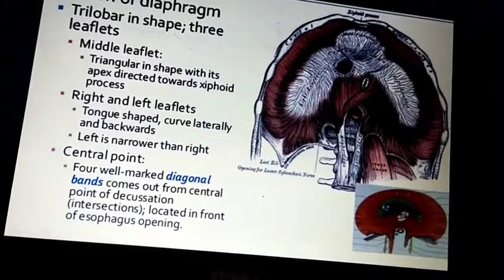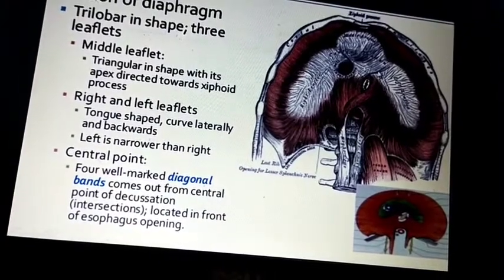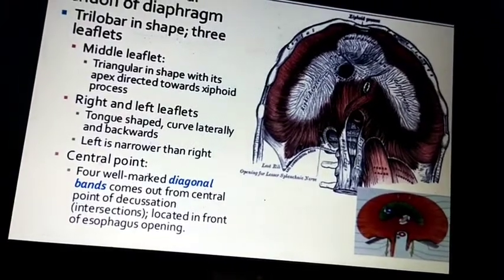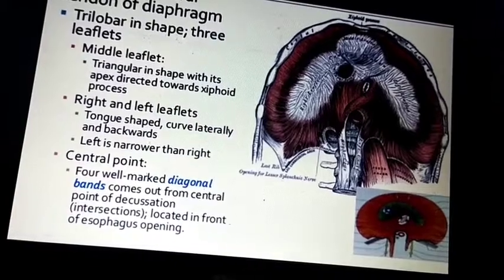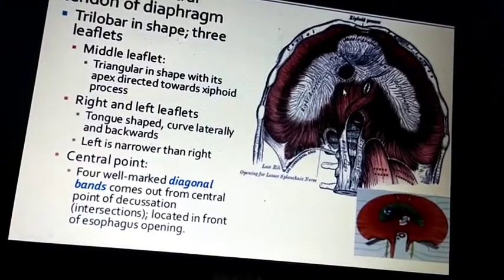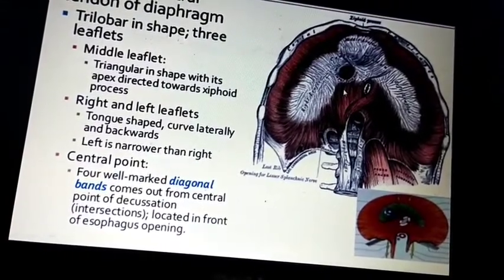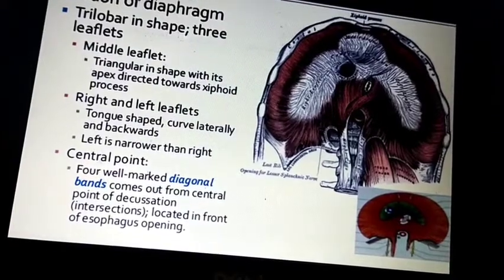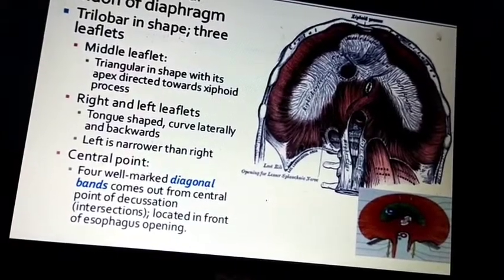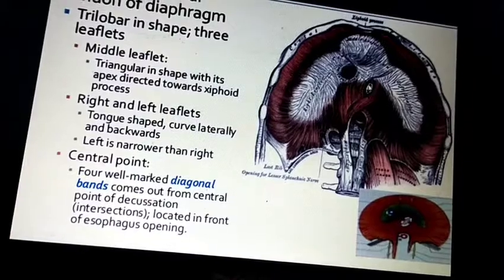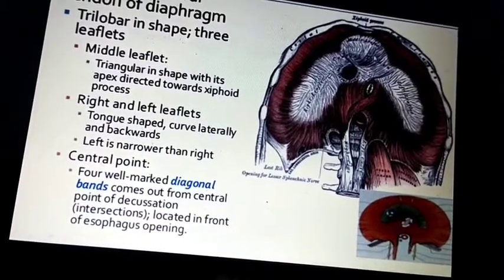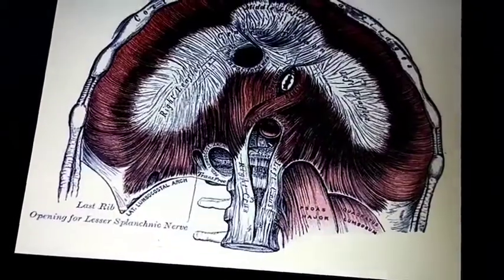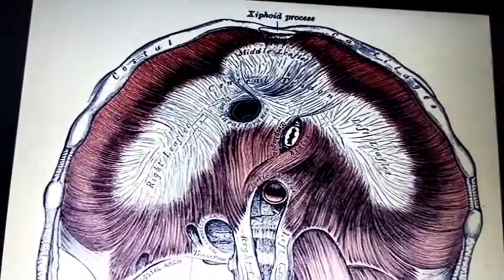In the central tendinous part, at the central point, four well marked diagonal bands come out from the central point, the decussation or intersection, located in front of the esophageal opening. This is the esophageal opening. Just in front of that, there is the central tendon. You can see it easily in this picture.